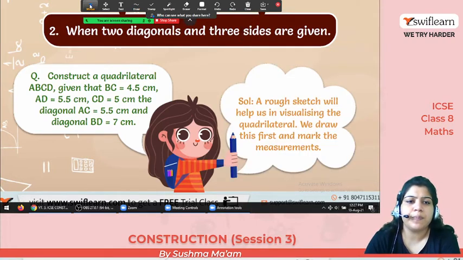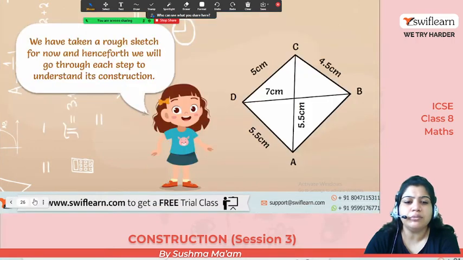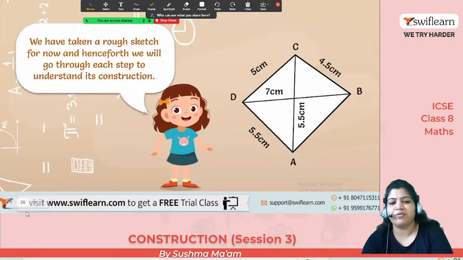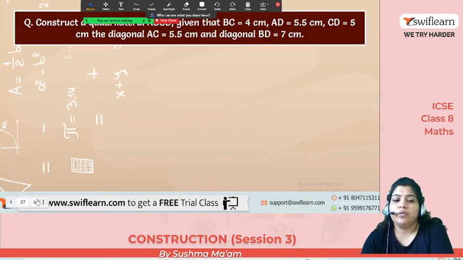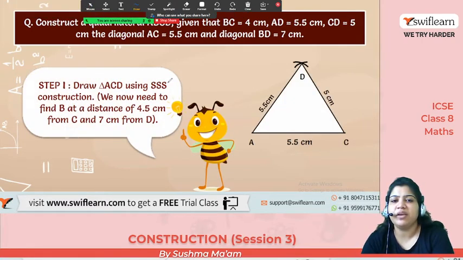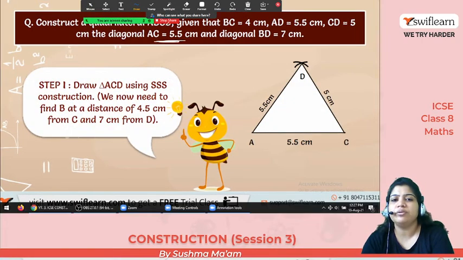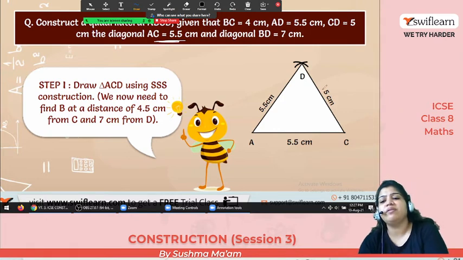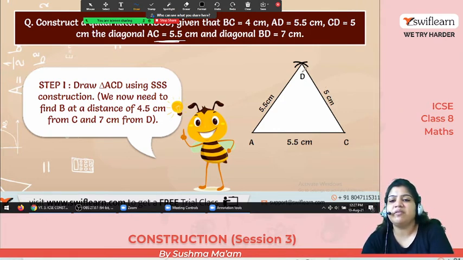Okay, so first we have to draw a diagonal. Yeah, this one is a rough sketch. So the first diagonal we took here is 5.5, that is AC. Then A as a center with the radius 5.5 centimeter, and 5 centimeter from C, and this point is known as your D.